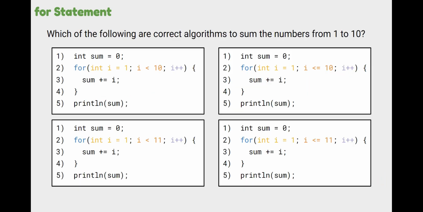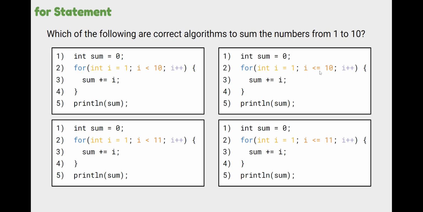Here we have 4 algorithms. You have to identify how many of these are the correct algorithm to sum the numbers from 1 to 10. So we want to add 1 plus 2 plus 3 all the way up to 10. How many of them will work correctly? The first one, we are starting at 1 and we are looping while we are less than 10, and we're going up by 1 every time. This will sum the numbers 1 through 9. That will not work.